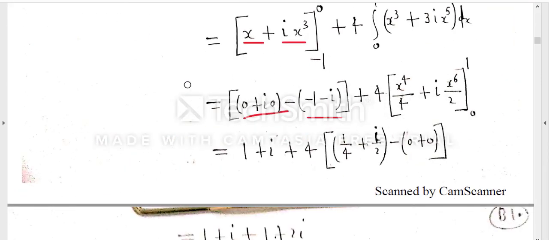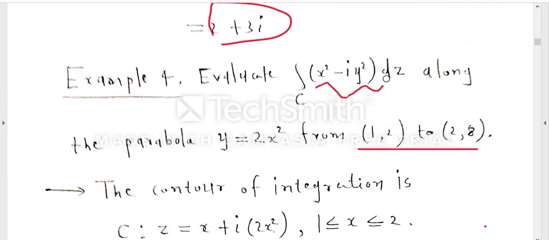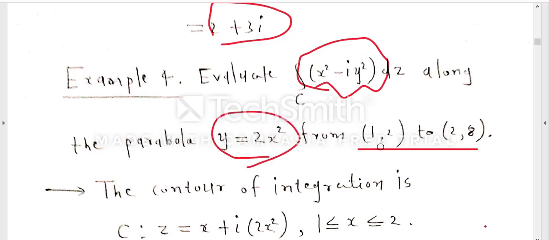So let us take another example. Here the function is x square minus i y square and the contour is along the parabola y equal to 2x square from ordered pair (1, 2) to ordered pair (2, 8). So this means x is in between 1 to 2 and y is in between 2 to 8.